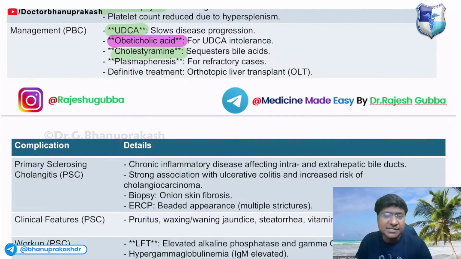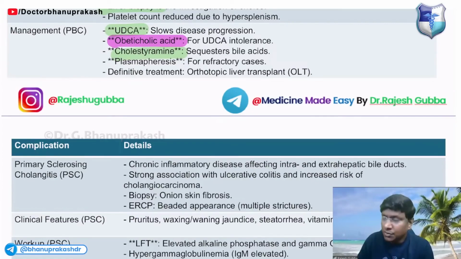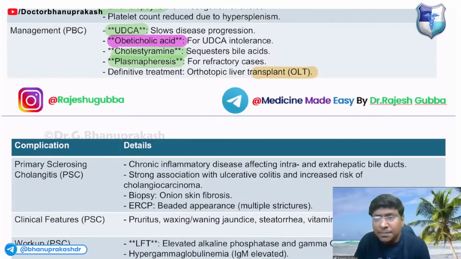Now, in refractory cases, what do you need to know? What is the problem here? Antibodies, that is anti-mitochondrial antibodies. Now, these anti-mitochondrial antibodies have to be kicked out. What can you do? Plasmapheresis. And the definitive treatment in these patients will be orthotopic liver transplantation in case of end-stage liver disease.